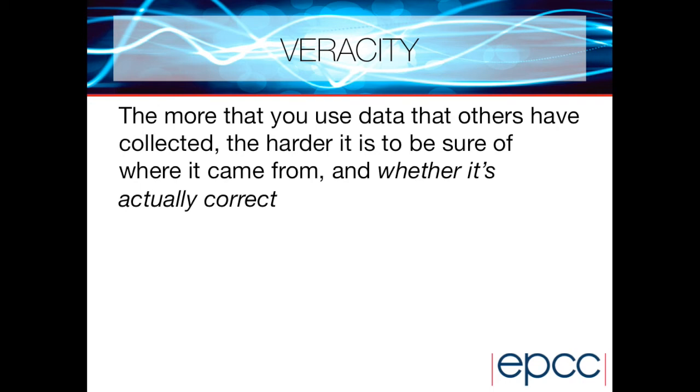So now on to some of the other V's. The next one is veracity, and this is about the truthfulness or correctness of the data. And this is down to the fact that the more you use data that others have collected, the data that's out there, the harder it is to be sure of where it came from and whether it's actually correct. There are things that we can use to help with this, and later in the course we'll be looking at things like metadata associated with data to make sure we understand what the data is about, so that we can check up on its veracity. But this is an issue that has to be dealt with.